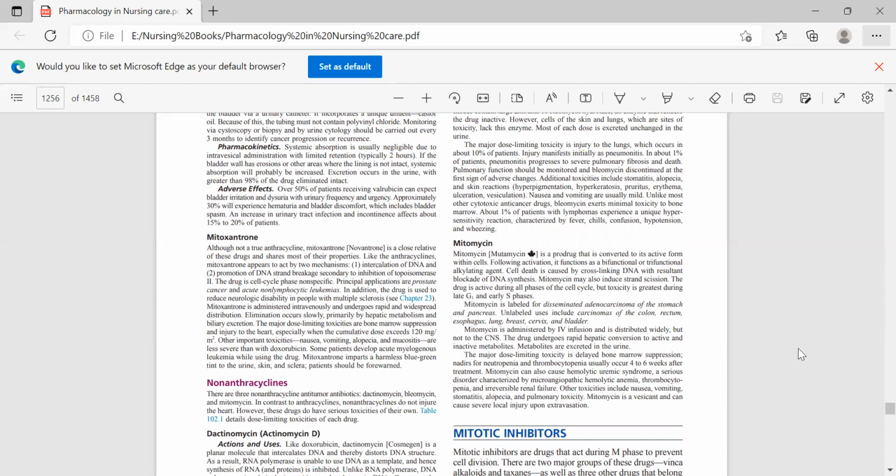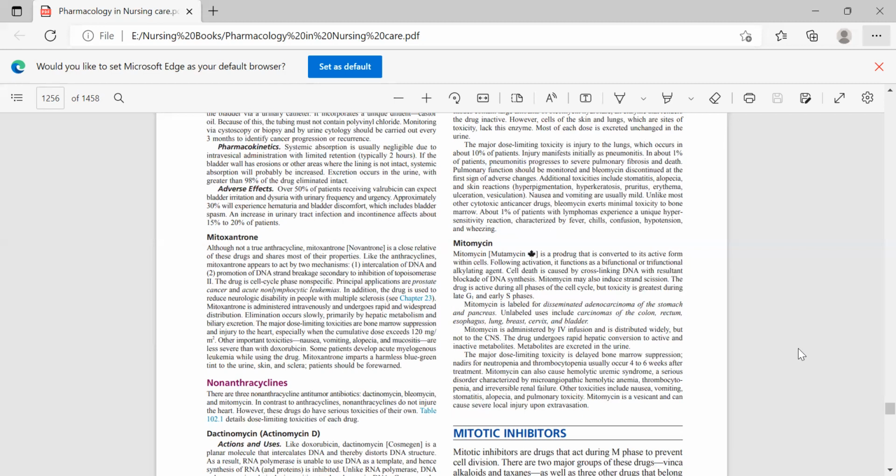The drug is active during all phases of the cell cycle, so it is phase non-specific, and toxicity is greater in G1 and S phase. Mitomycin is used for disseminated adenocarcinoma of the stomach and pancreas. Unlabeled uses include carcinoma of the colon, rectum, esophagus, lung, breast, cervix, and bladder.